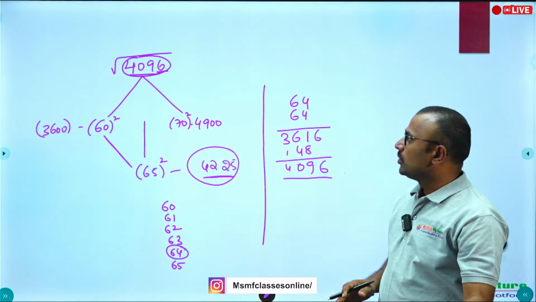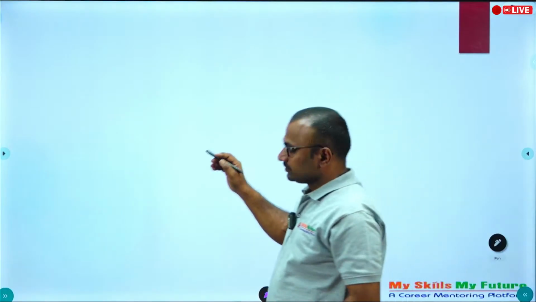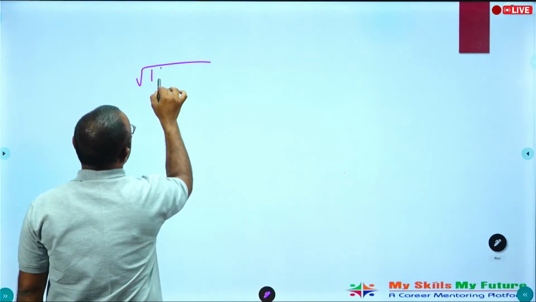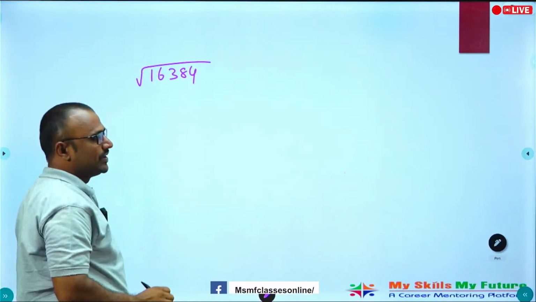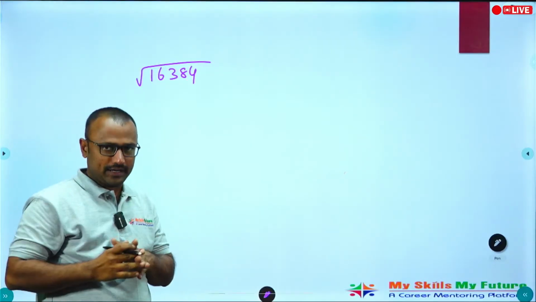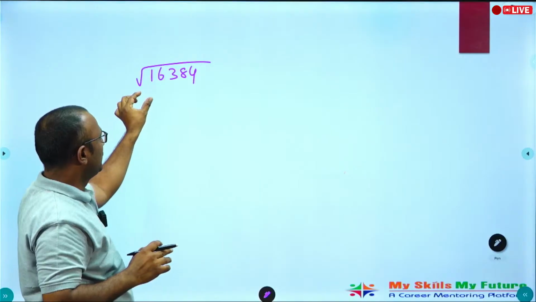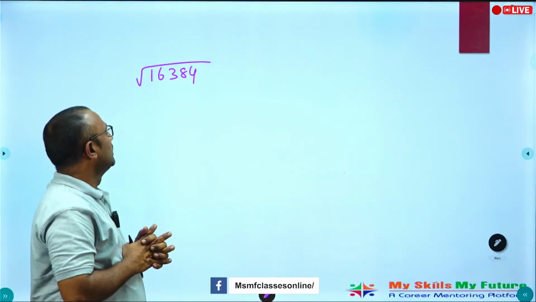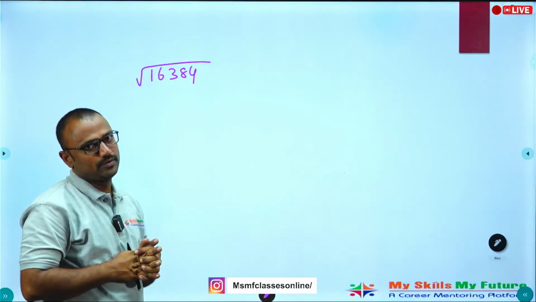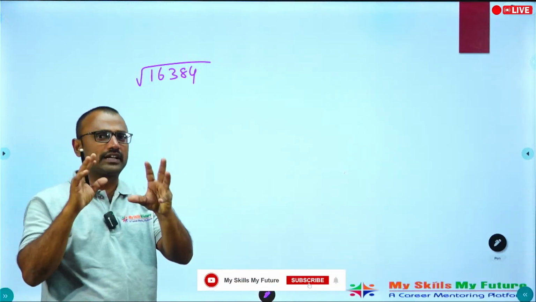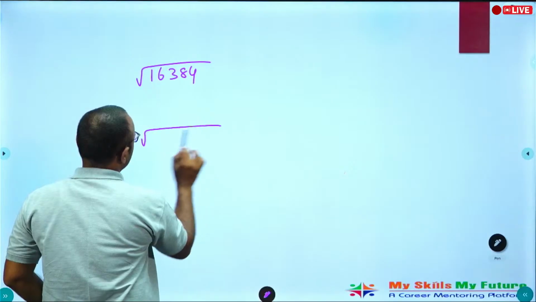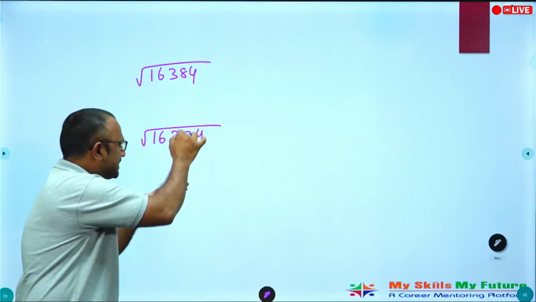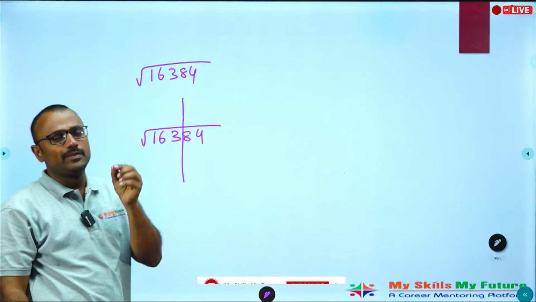One more example: root 16384. If you see, the number is more than 100. 100 square is 10,000, so it is more than 10,000. How to find this number? We have a small technique. Here the given number is root 16384. Just eliminate the last two numbers.